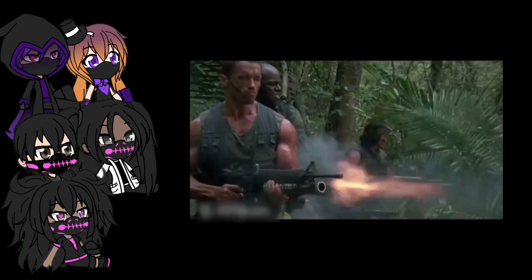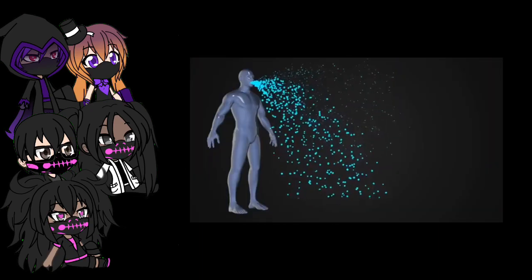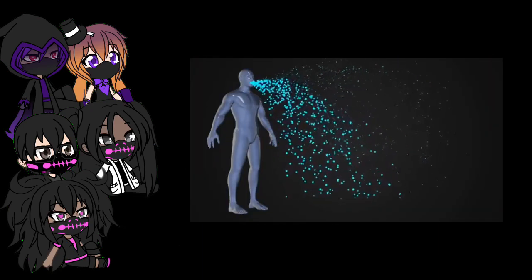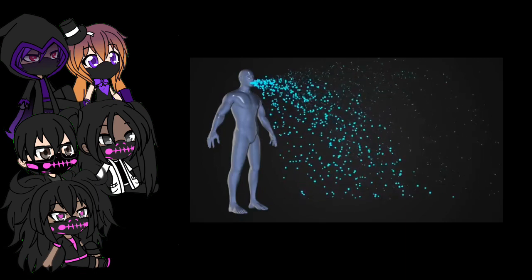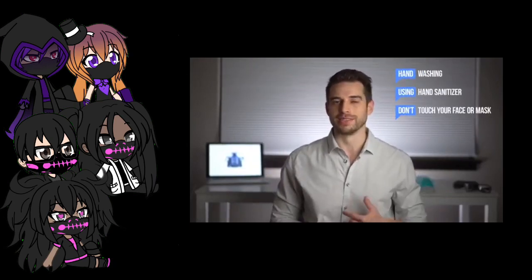In brief, this virus spreads by all three routes. It spreads by contact, it spreads by respiratory droplets that act like ballistics, and it spreads by the airborne route, meaning very tiny droplets or aerosols remain suspended in the air, which then can be inhaled by someone else. So we know about hand washing or using hand sanitizer, not touching your face or mask with dirty hands, and trying to maintain at least 6 feet.